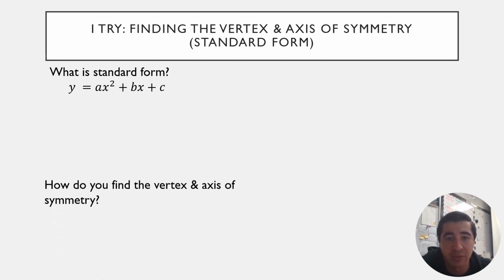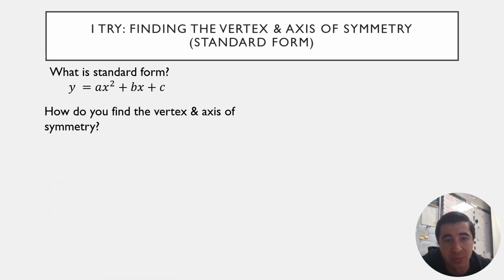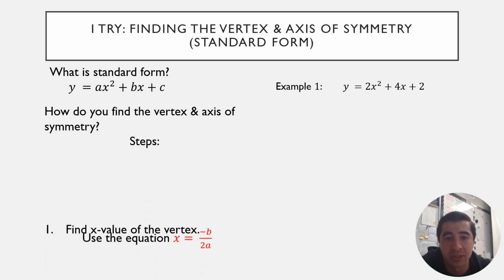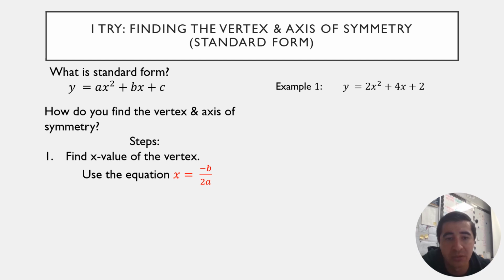So to find the vertex, in this case the question is posed, how do you find the vertex and axis of symmetry? We're going to use the example of y equals 2x squared plus 4x plus 2. And yes, I will walk through the steps on how to find the vertex and axis of symmetry. So steps. The first step is to find the x value of the vertex.